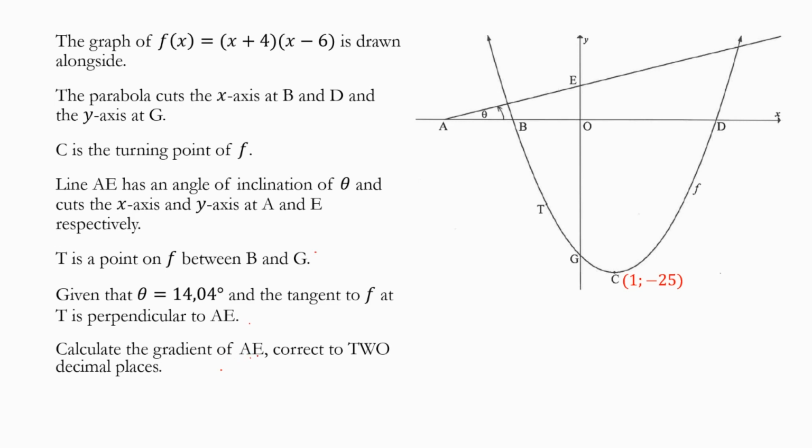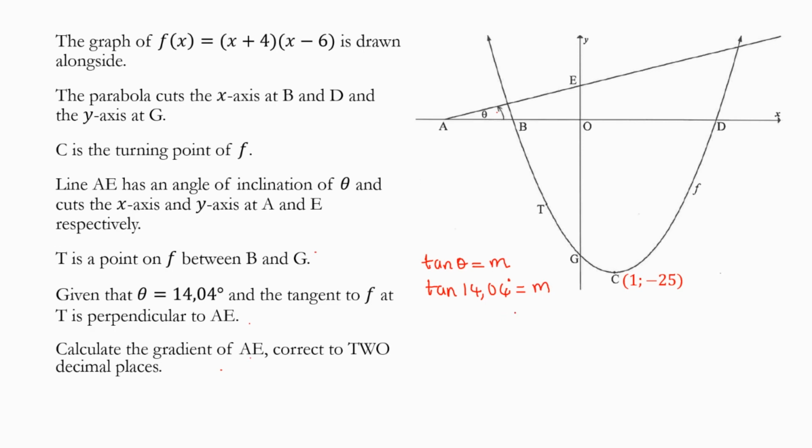So how do we find the gradient? From the angle of inclination here. Remember, tan theta is equal to m. Then m is the gradient there. So meaning that tan 14,04 degrees is equal to m.